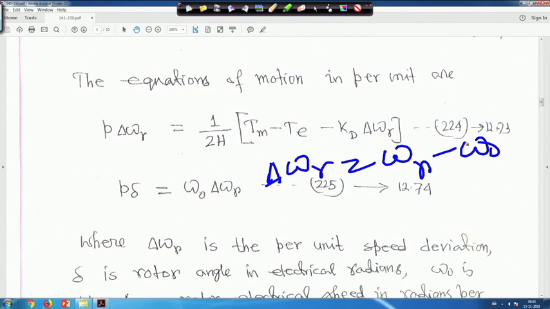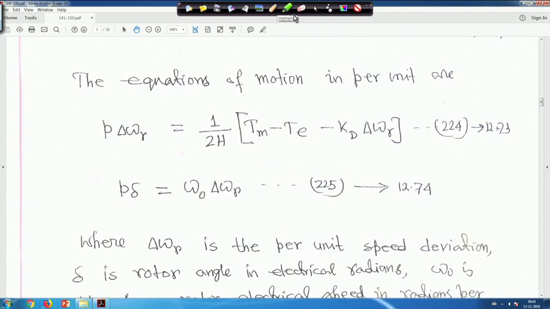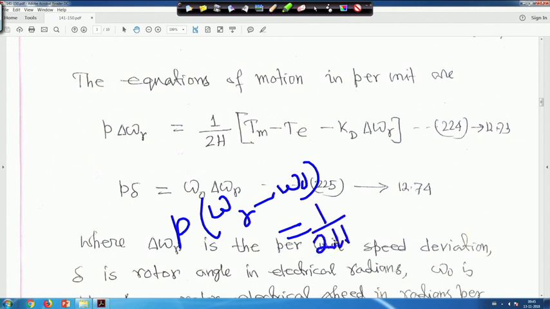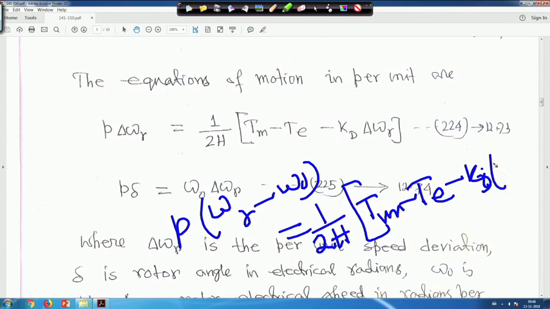This we know. So, what you do is put here that delta omega r is equal to omega r minus omega 0. If you do so, writing over it, just see that this term omega r minus omega 0 is equal to 1 upon 2H, in bracket T m minus T e minus K d into omega r minus omega 0. Actually it is K d into omega r minus omega 0.